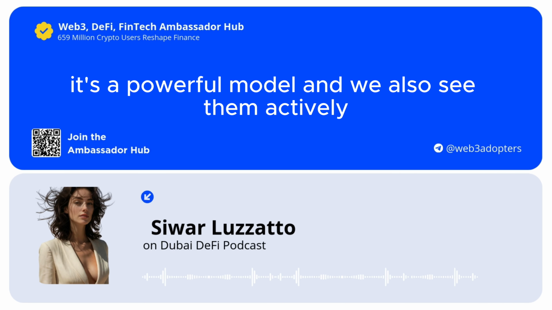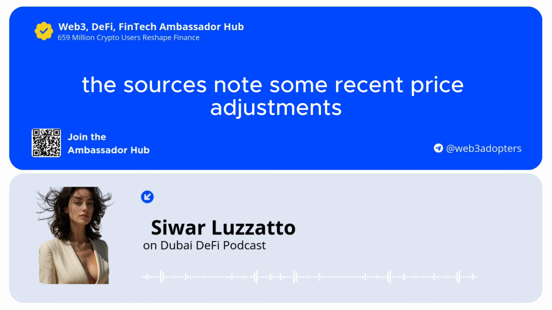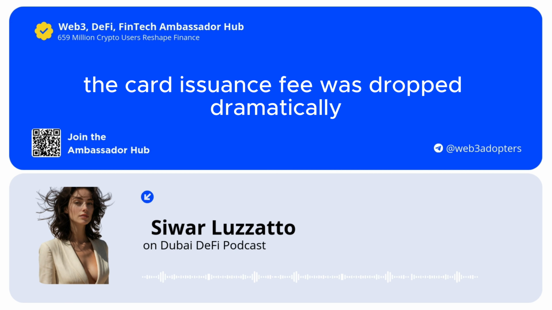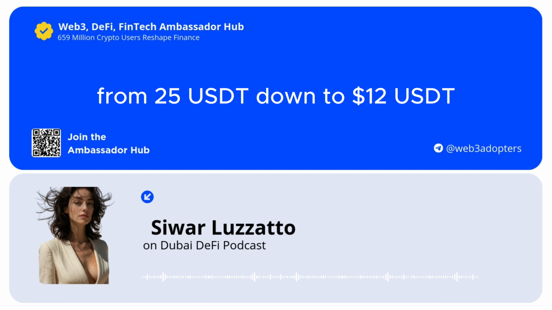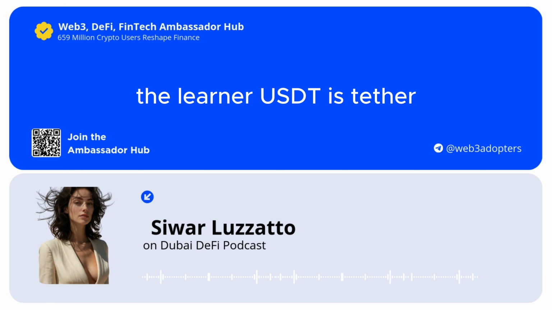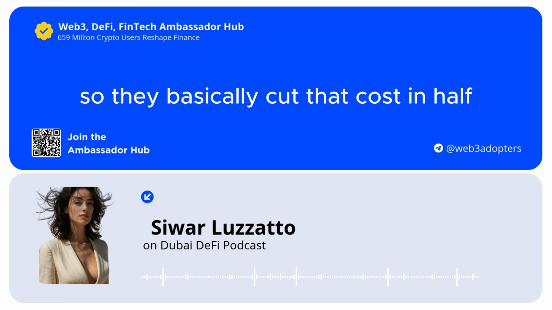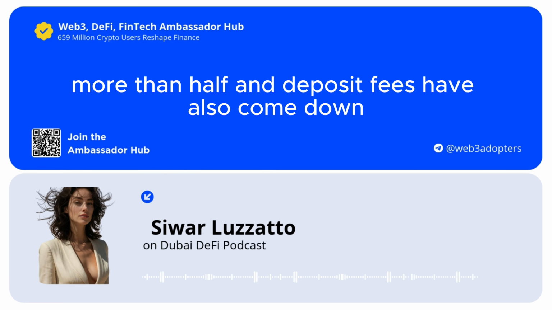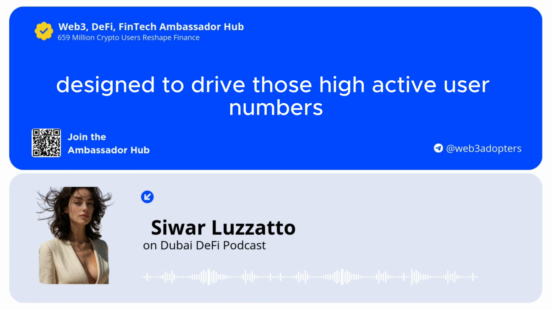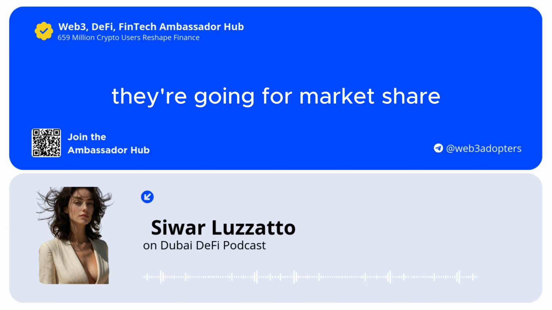And we also see them actively trying to encourage that volume. The sources note some recent price adjustments. For instance, the card issuance fee was dropped dramatically. From what to what? From 25 USDT down to 12 USDT. And just to clarify for you, the learner, USDT is Tether, a stablecoin pegged to the US dollar. So they basically cut that cost in half. More than half. And deposit fees have also come down, in some cases from 2% to 1.5%. These are strategic cuts designed to drive those high active user numbers we were just talking about. They're going for market share.